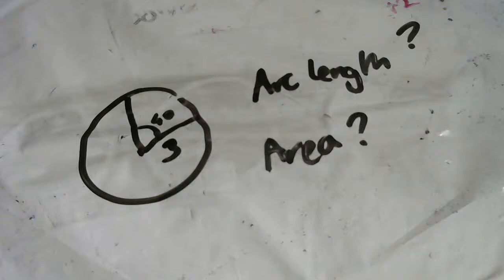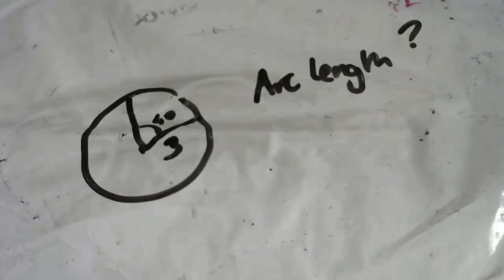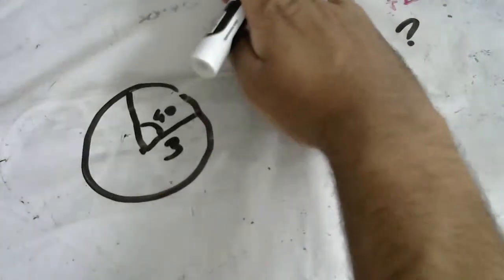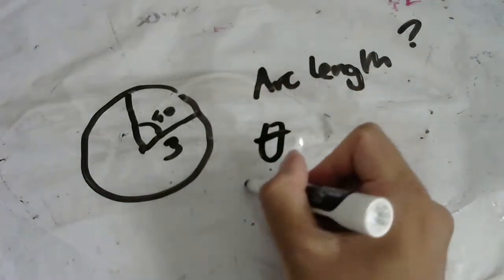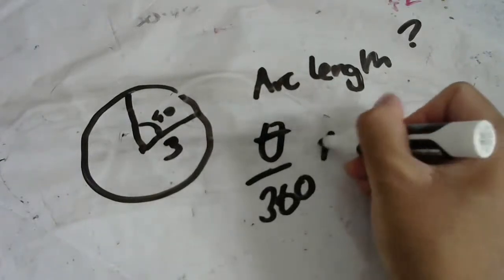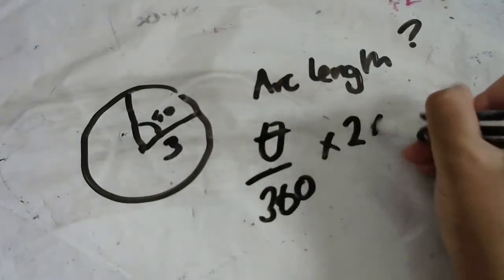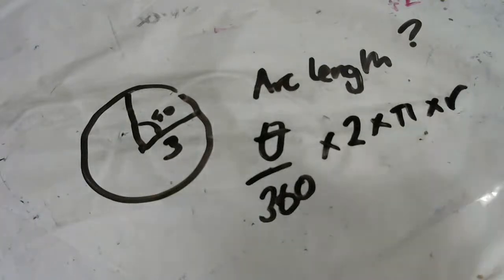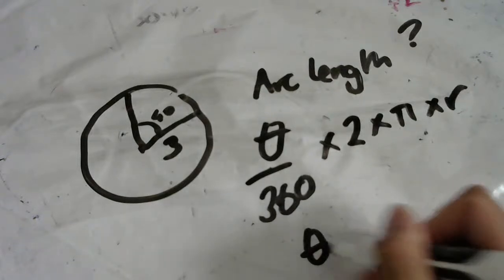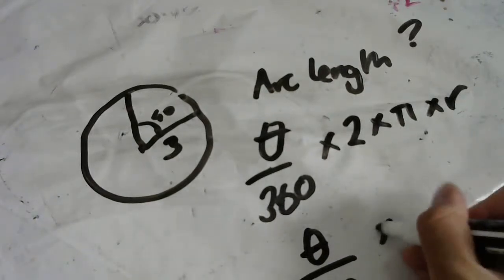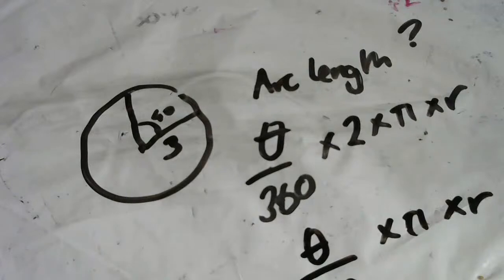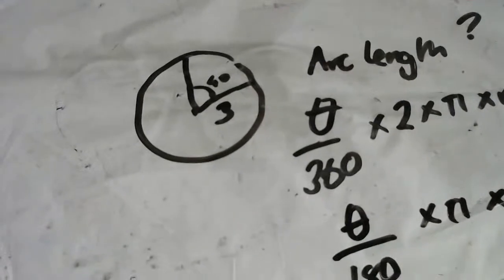Let's do it together. I'm going to do arc length first, right? This is the formula. It's your angle, which I'm going to use the Greek letter theta for. May as well get used to it now. Theta over 360 times the formula for the circumference, which is 2 times pi times r. Now, you can also have a simplified version of the formula, which just goes theta over 180 times pi times r. You can choose whichever of those two formulas you're most comfortable with.